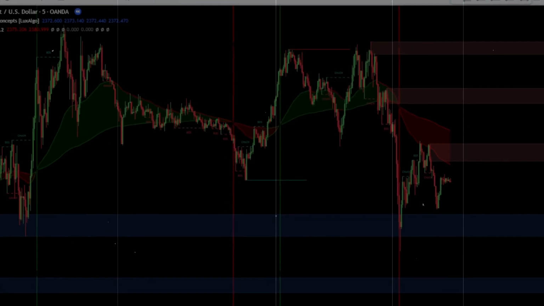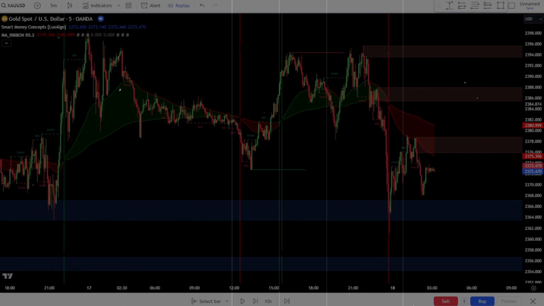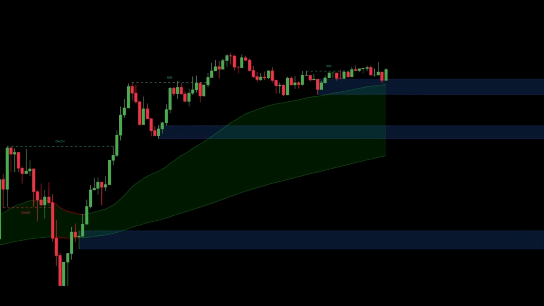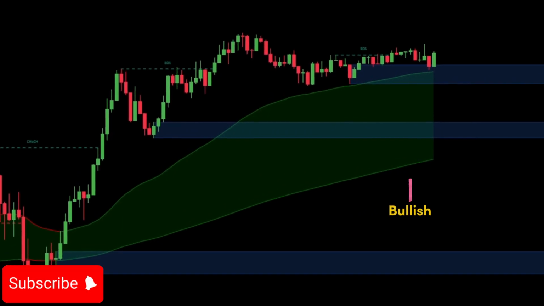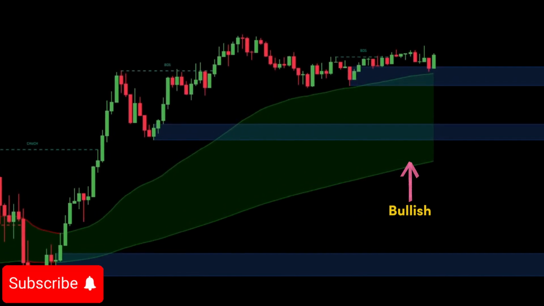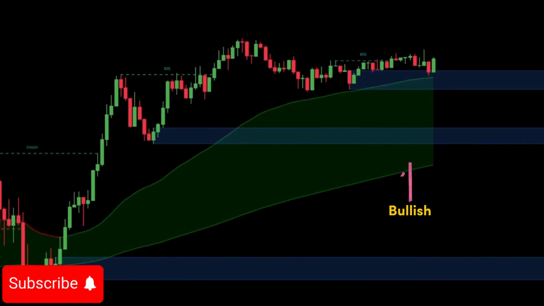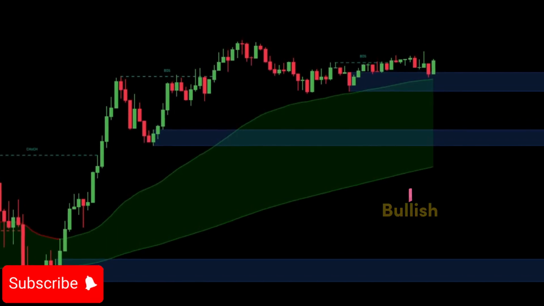Now, let's discuss how to use the 5-minute gold scalping strategy using this smart money concept indicator. Here's how to place a buy order. If the MA ribbon is green, it indicates a bullish trend. In this situation, your main focus should be finding the best points to place buy orders.